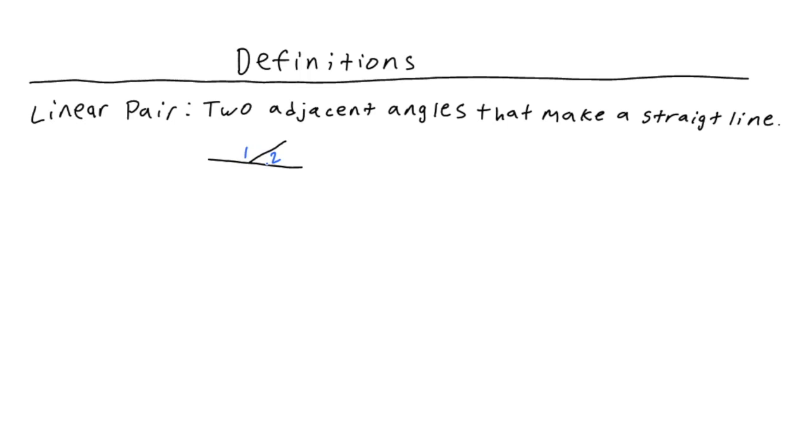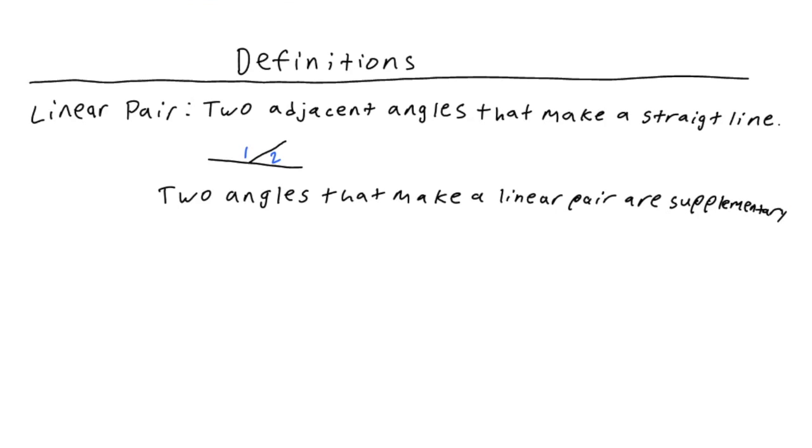So that means they're 180 degrees. So that means they're a linear pair. And if you remember, two angles that make a linear pair are supplementary. So if you ever see angles like this, those will always add to 180. And the next one I'm going to talk about is vertical angles.